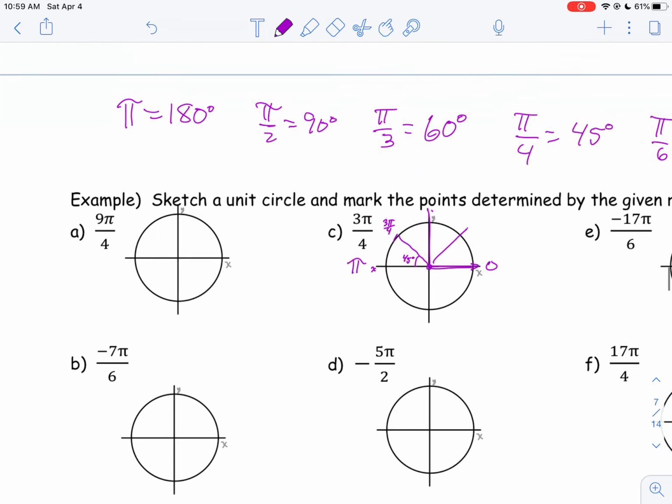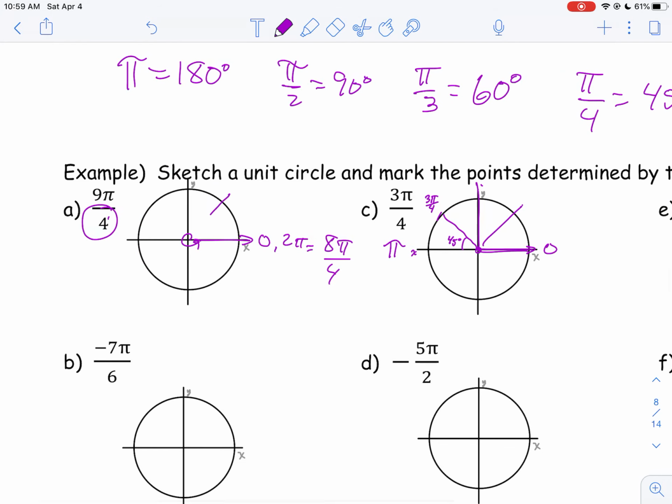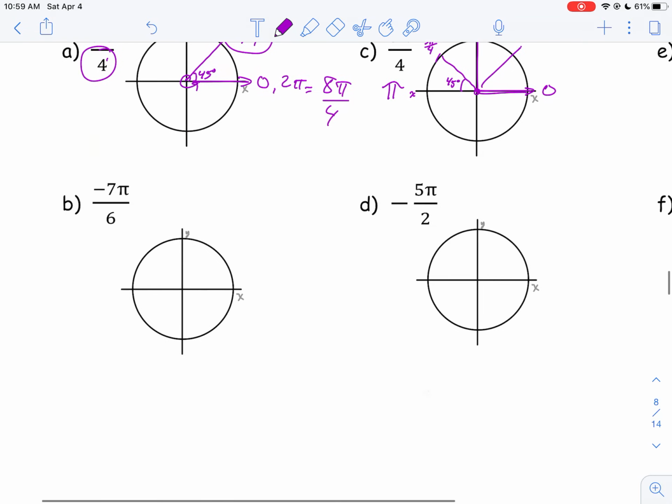All right. Now, what happens if I have something like 9 pi over 4? This is going to be a bit more work. We know if I start here at 0, if I go around once, that's 2 pi. 2 pi, if I change it to a common denominator, is going to be 8 pi over 4. And so we can see to get to 9 pi over 4, we need one more pi over 4. And so pi over 4 is just going to be here. My reference angle here is 45 degrees, or pi over 4 radians.